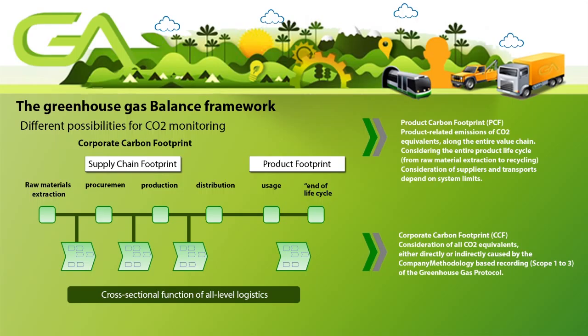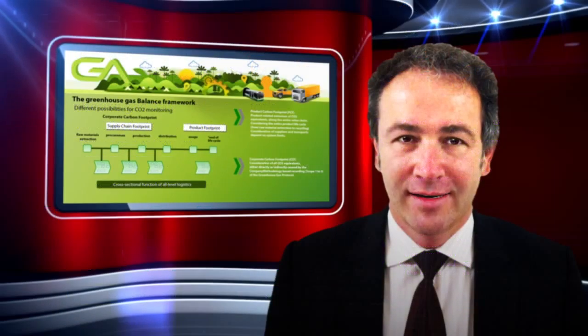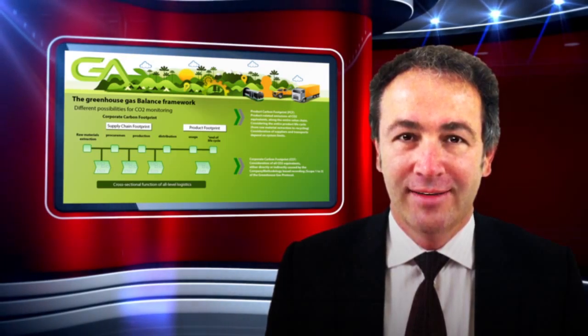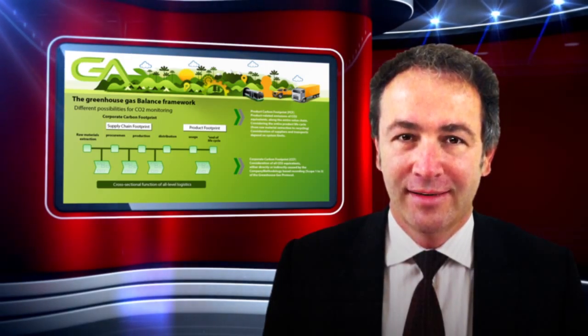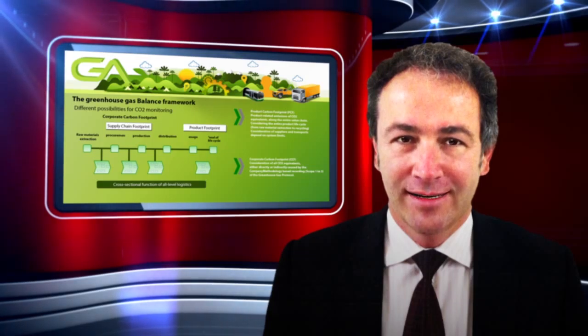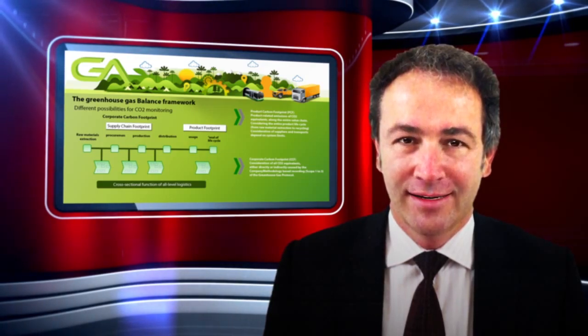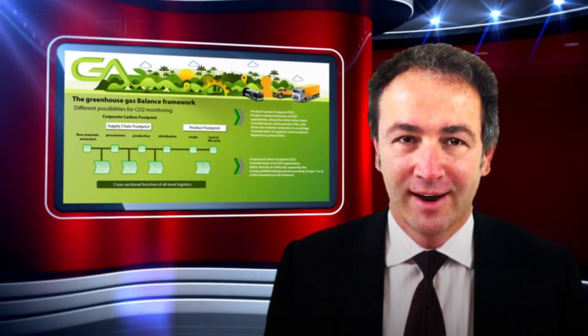Let's now move on to the corporate carbon footprint, which we can also call CCF for short. Here we must take into account all immediate as well as indirect CO2 emission equivalents caused by the respective company or corporation. In order to compute this balance, it is necessary to mention that the methodology of the Greenhouse Gas Protocol's Scopes 1 to 3 must be included in the assessment procedure.